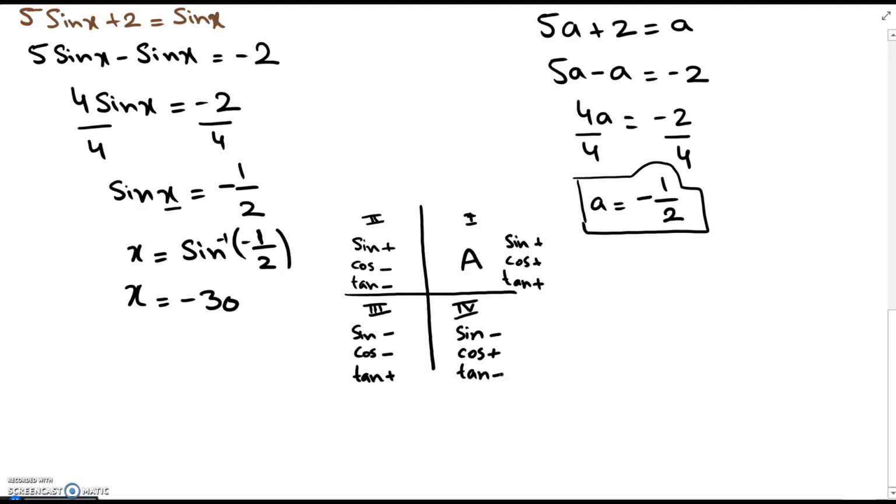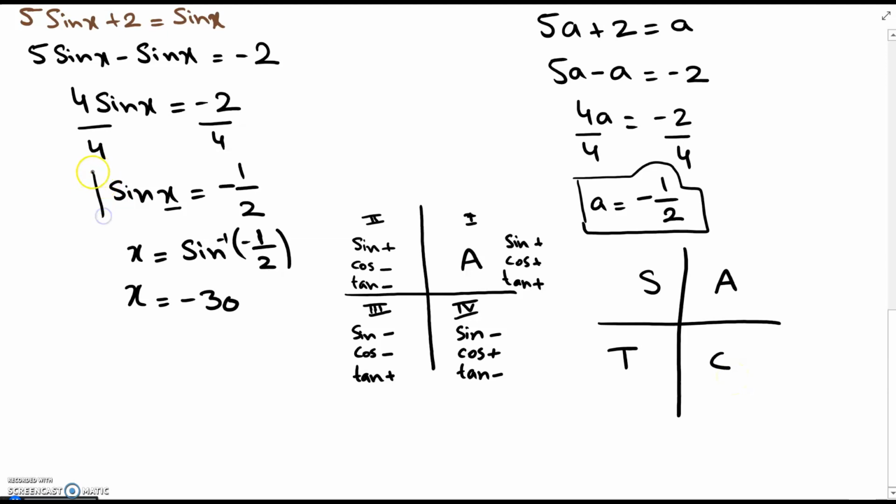To remember these values, there is one method, which I'm going to write here: A S T C. And there is a rhyme to remember this. It's called All Students Take Calculus. So in the first quadrant all of them are positive. In the second quadrant, only sine is positive, cos and tan are negative. In the third quadrant, only tan is positive, and in the fourth quadrant, only cos is positive but sine and tan are negative.